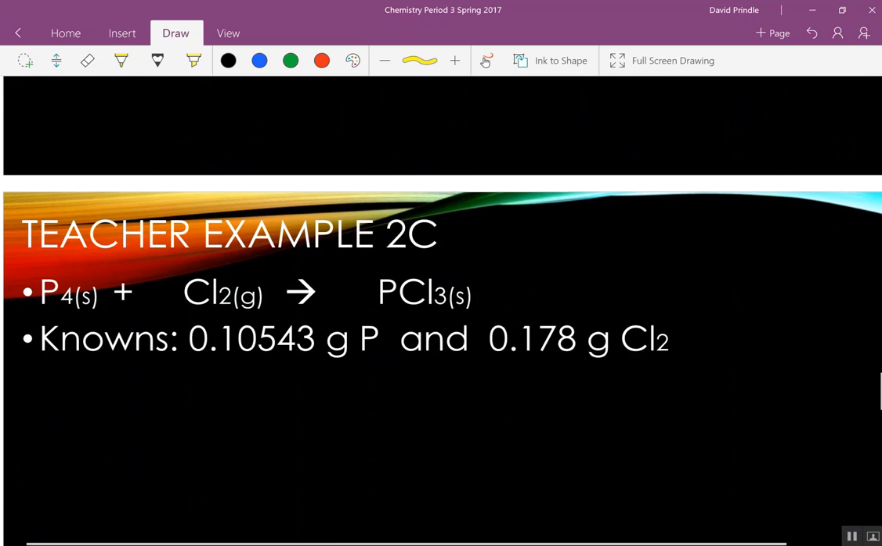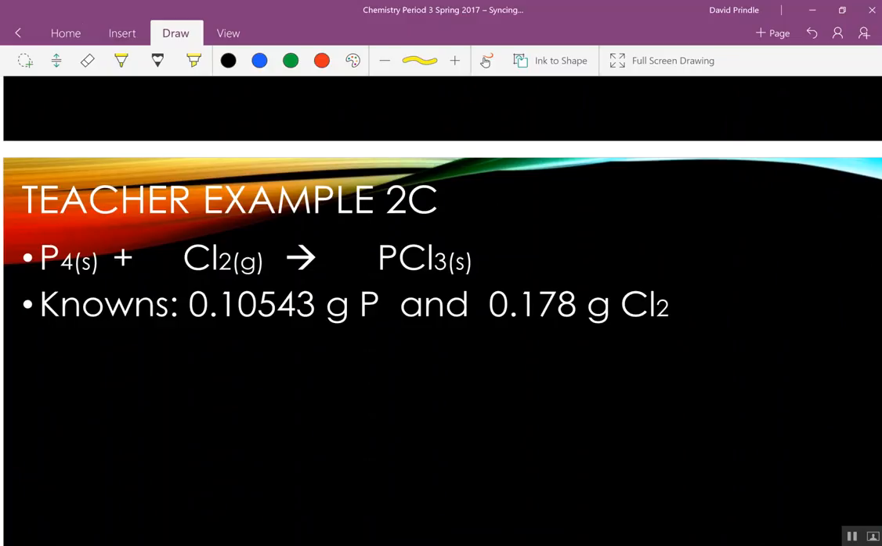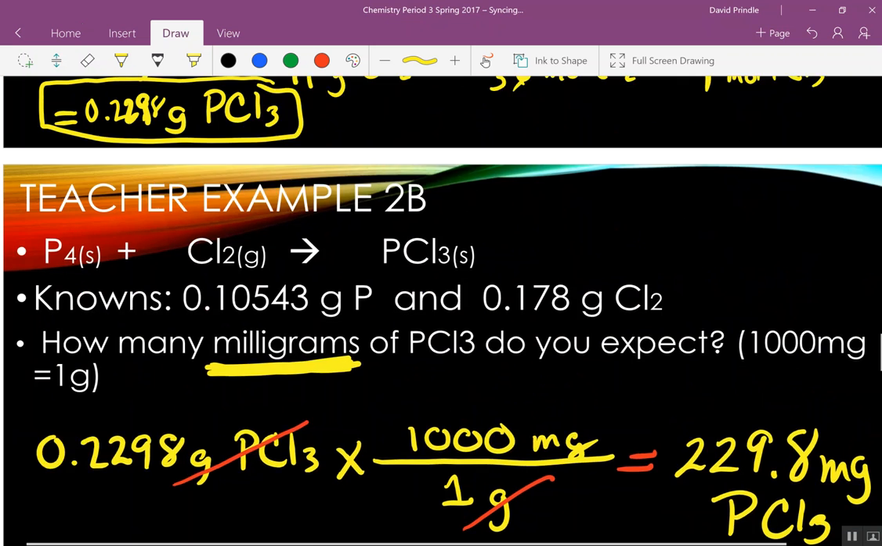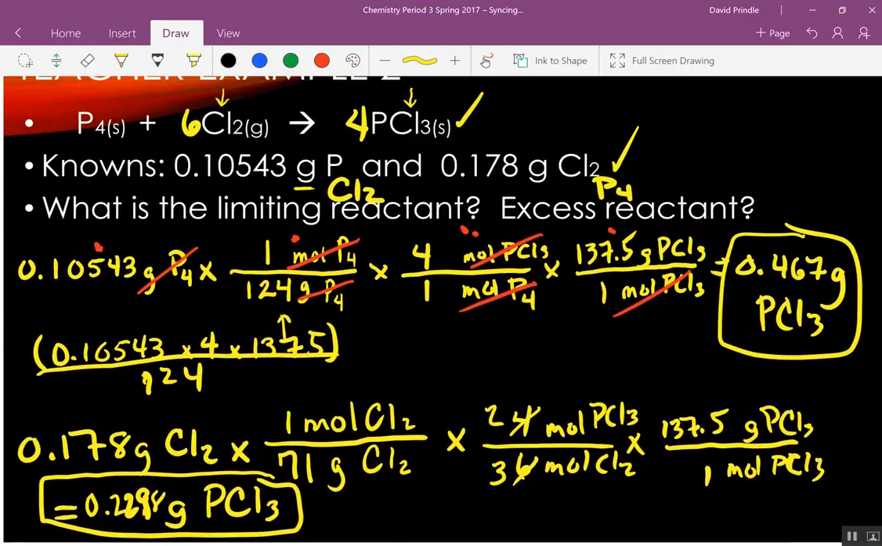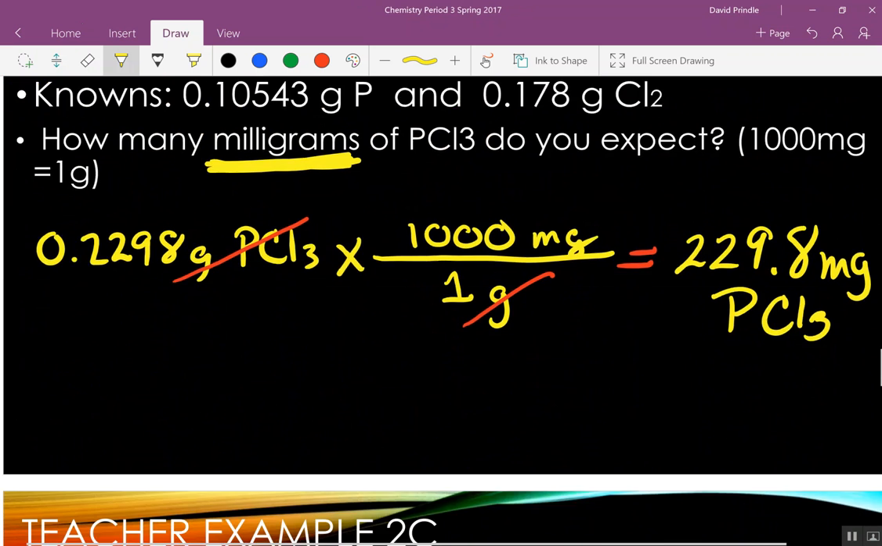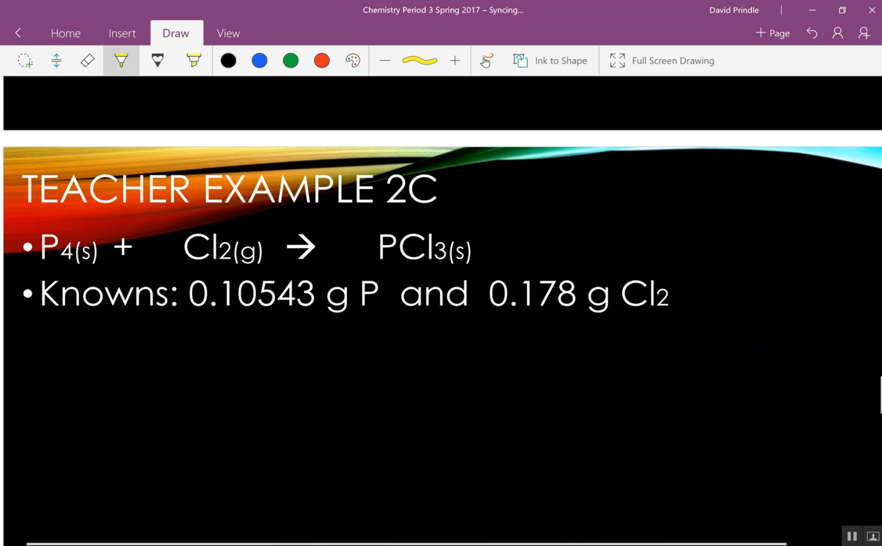And part C. What's part C say? How many grams of excess? All right. So here's what we have to do. We said the excess was this. This is our excess amount. So what we have to do right now is another mass to mass, guys.